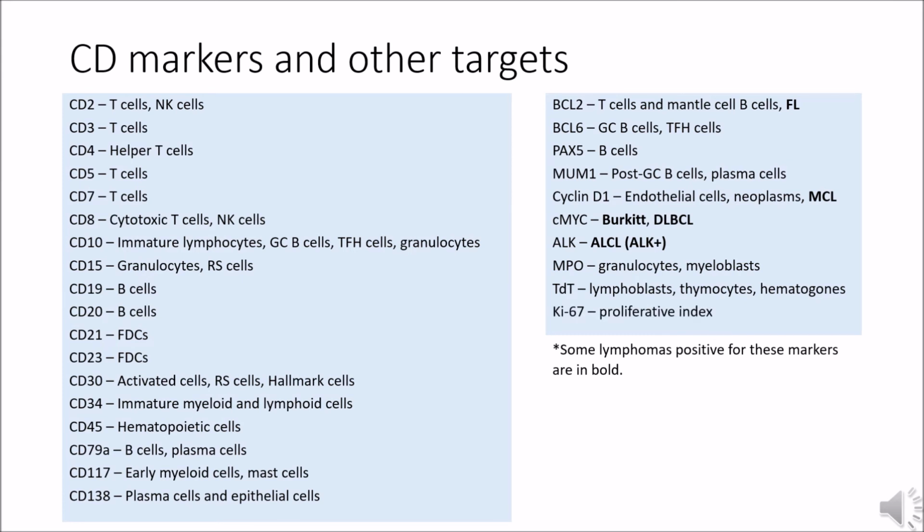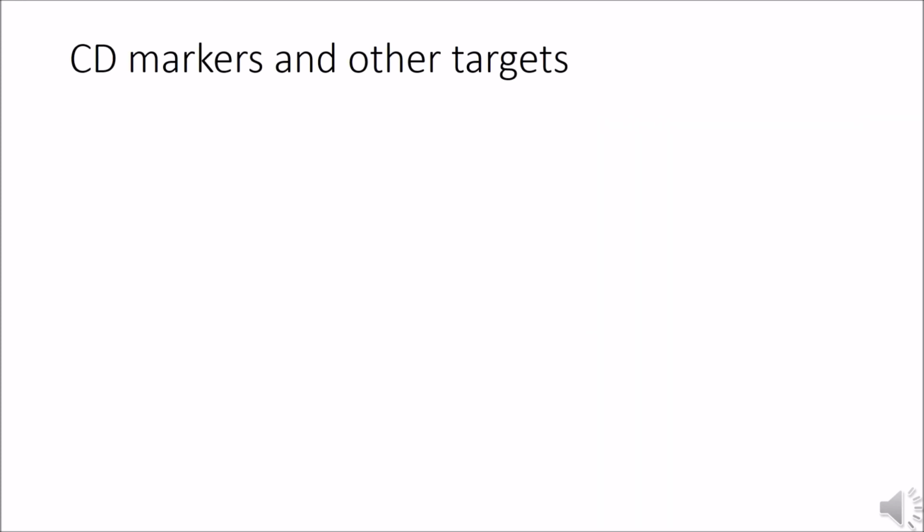Ki67 is an index of proliferation. A high Ki67 is nonspecific and is seen in physiologic germinal centers, reactive conditions, as well as high-grade neoplasms. Another way to organize these markers is by cell type.